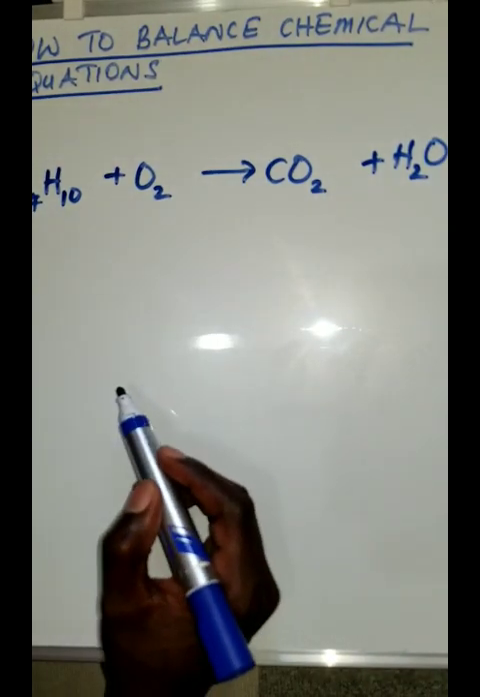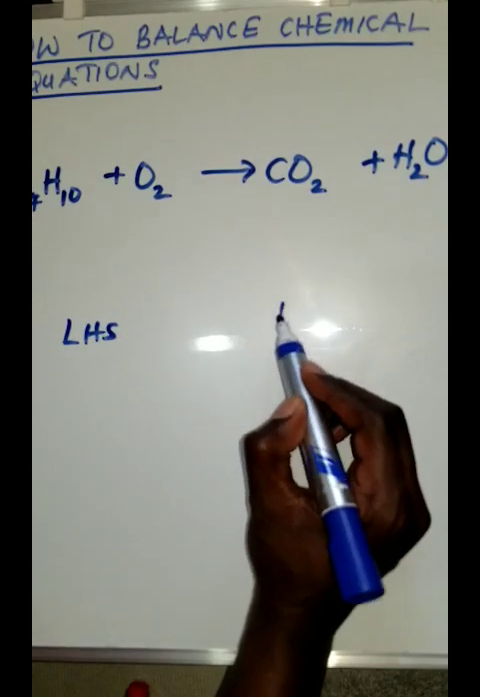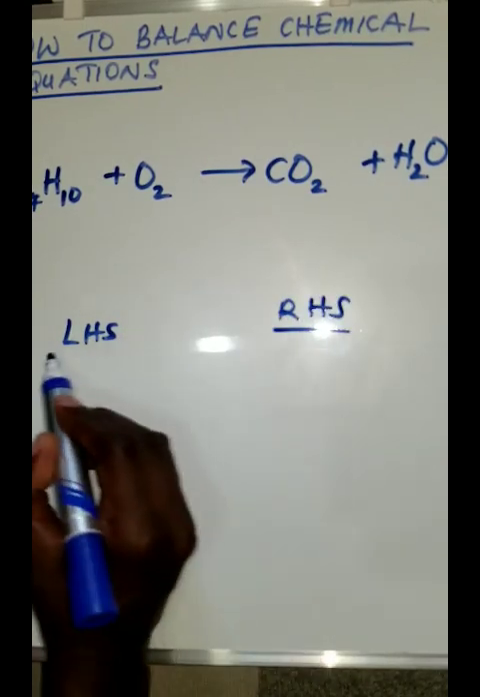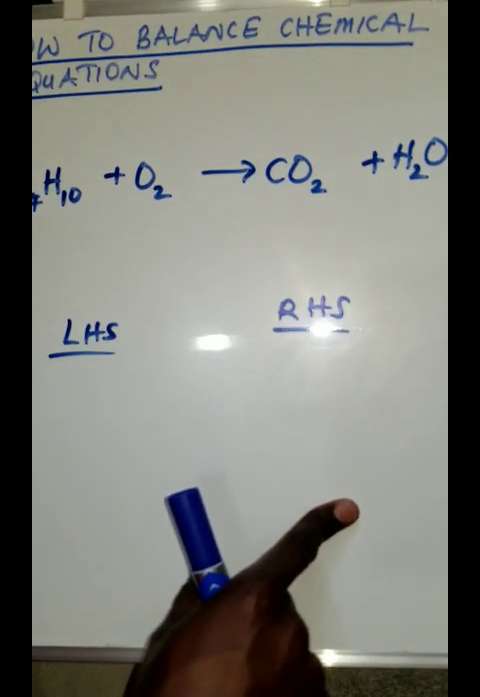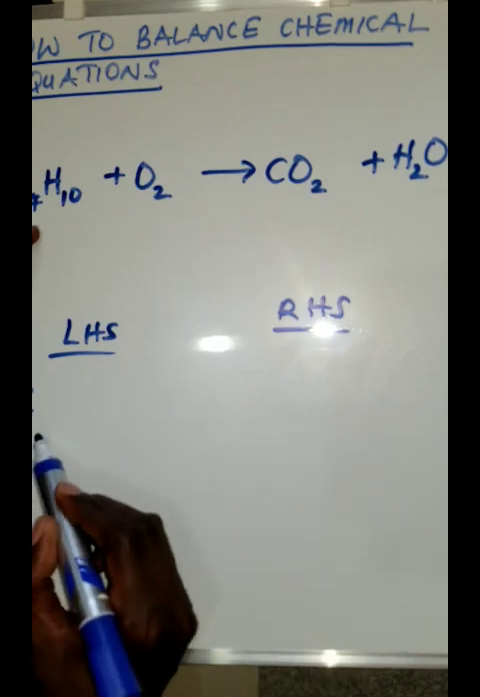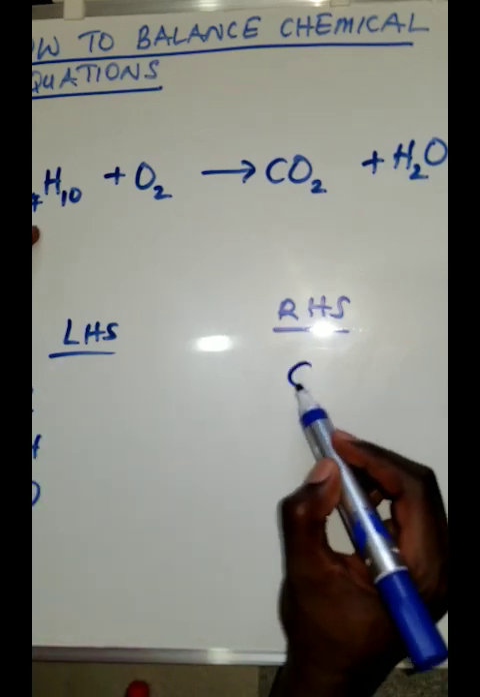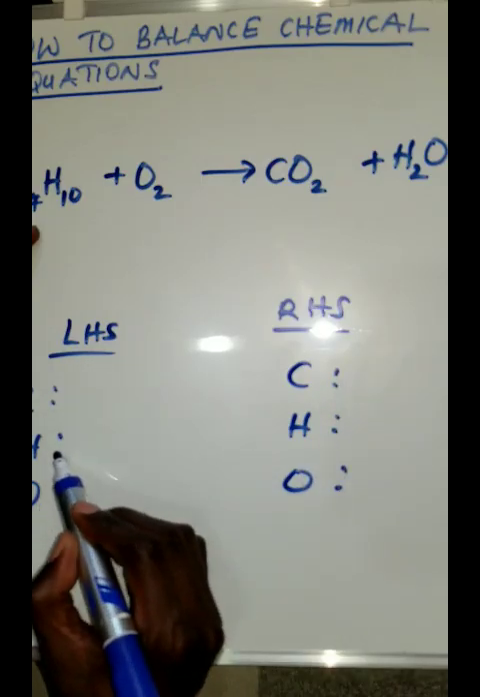Please, I want you to pay attention and actually look at this one. So look at the left hand side and also the right hand side. Okay, so now when you look at this one, you're going to find that we have got carbon, hydrogen, and oxygen. So that is what we have there.